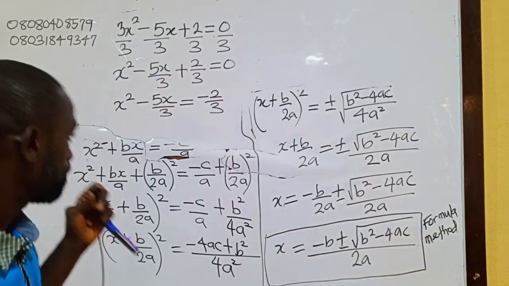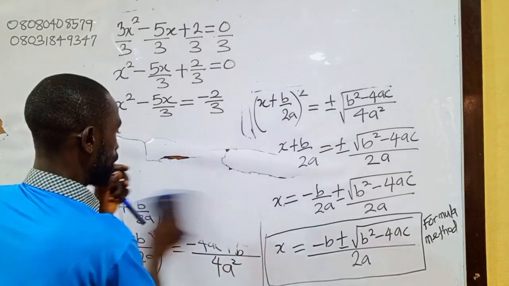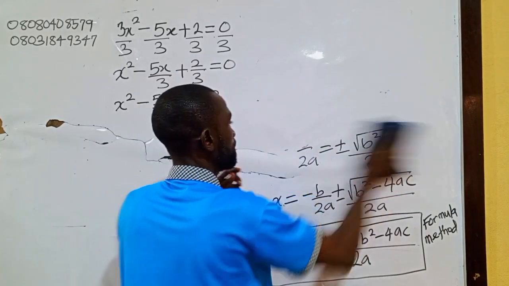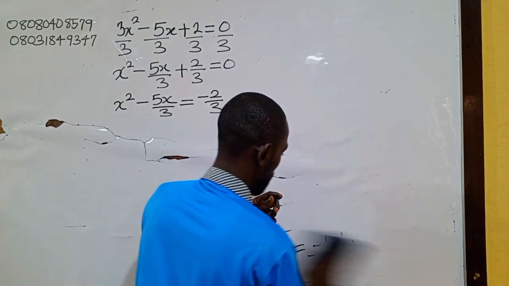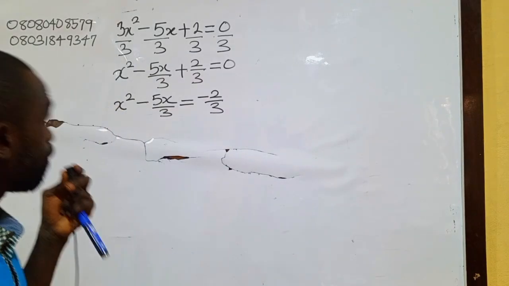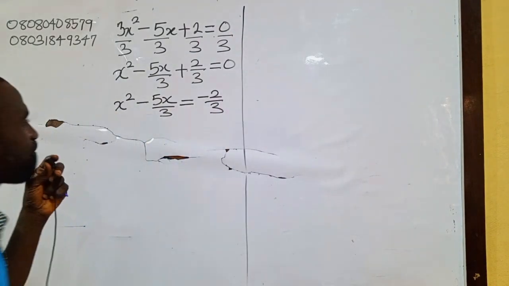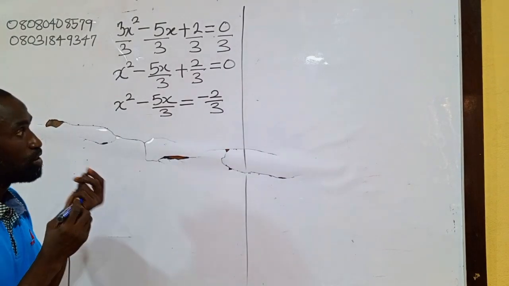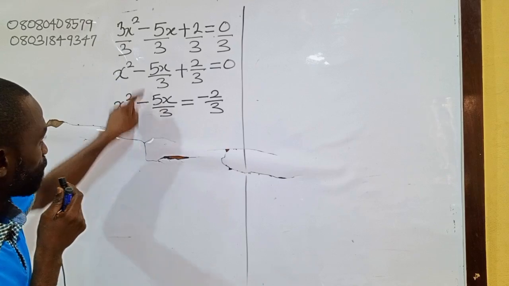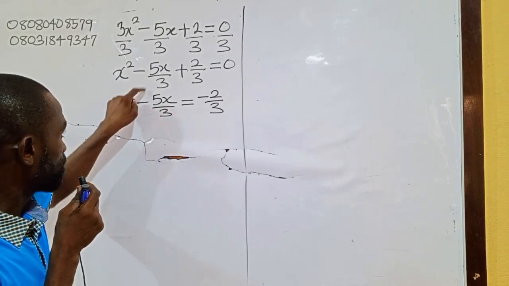Let me clean this space up. Minus 2 over 3. What is now the rule? This is where the power of completing the square is. What is the power? Like I told you, we are adding the square of half of the coefficient of x to both sides. So, what is the coefficient of x here? Minus 5 over 3. Are you with me? With the sign, minus 5 over 3.